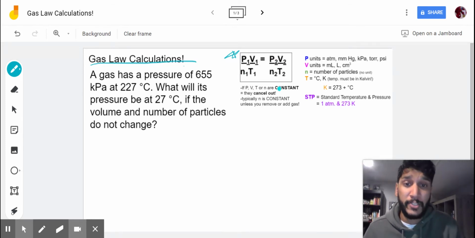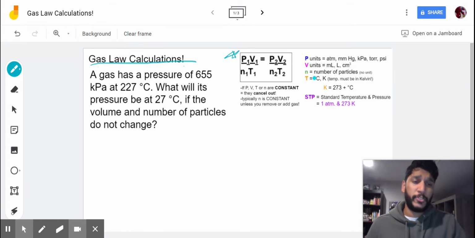So there's a lot of different stuff. I like to just call it pivnits. So in pivnits, it's not really what I say, but P is for pressure. Some units for pressure: atmospheres, millimeters of mercury, kilopascals, torr, psi. And then V is for volume, and some units for volume: milliliters, liters, cubic centimeters.